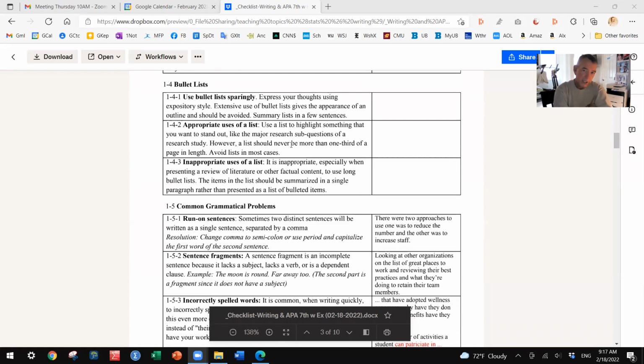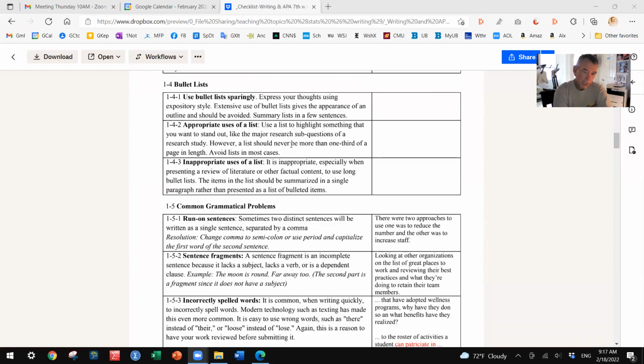Bullet lists in scholarly papers and in academic papers. We just don't do bullet lists. We use them very sparingly. Sometimes when I receive a paper, students have taken an article and said, in the article, they said you should do the following things, and then they have a list of bullets for 2 pages. It looks to me like students trying to make the paper seem longer, right? It just doesn't work. So use bullet lists sparingly.